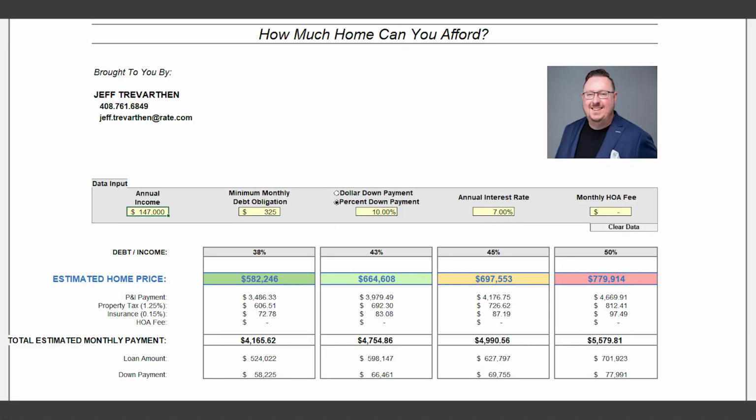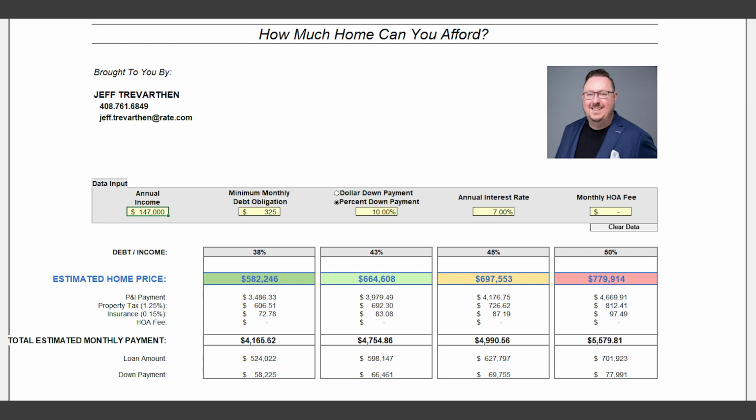But let's go through some of the parameters here on what you need to do. So the first thing you're going to need to enter on the how much can I afford spreadsheet is your annual income. So in this instance, you can see that I've added $147,000 for the annual income.